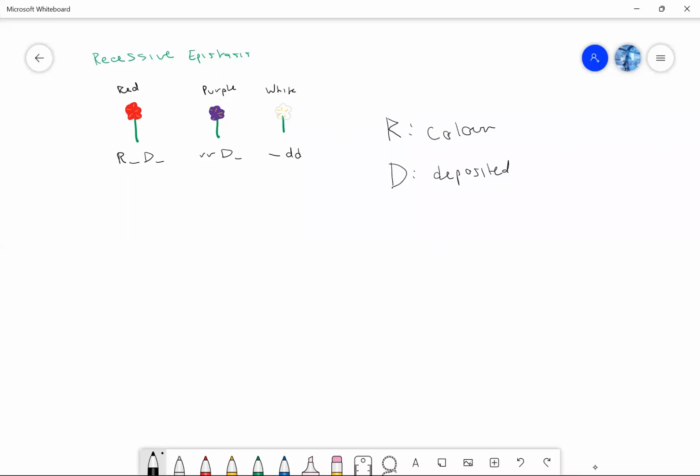And so if you are dominant at the R locus, you code for red flowers. And if you are recessive at the R locus, you code for purple flowers. If you are dominant at the deposition locus, you successfully deposit pigment. You successfully deposit color into the petals, but if you're recessive, you don't deposit color.